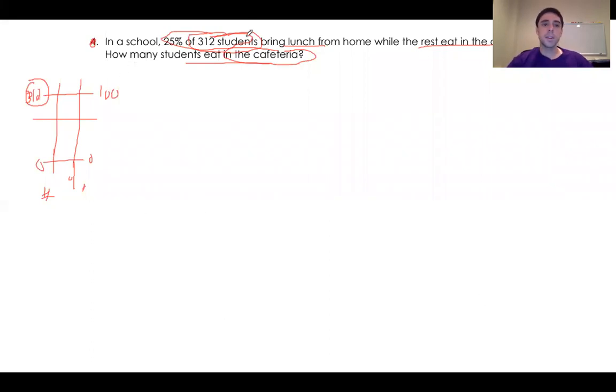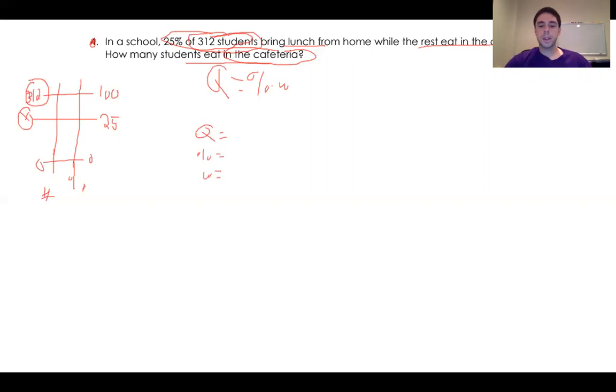Awesome job, Yanis, there. And we're finding the 25% that bring lunch from home, and that's going to be our unknown value. I should have made that lower, my bad. Our unknown value is the number of students that bring lunch from home. So let's make our percent equation. Q equals percent times whole. Quantity, percent, and whole.